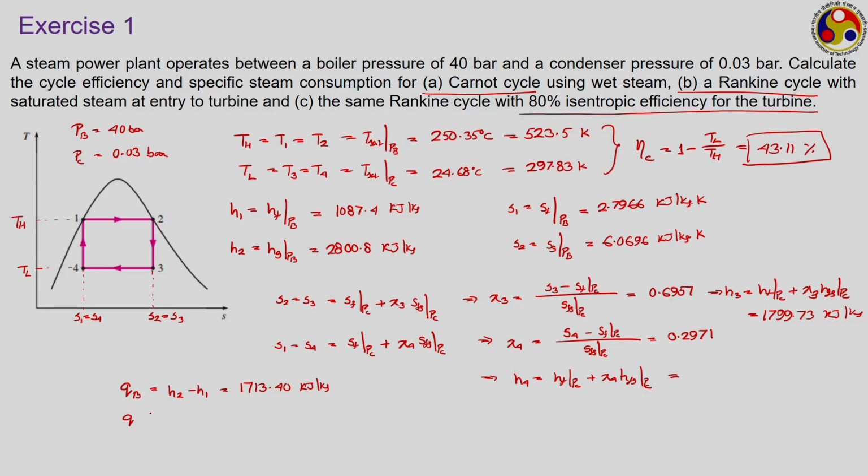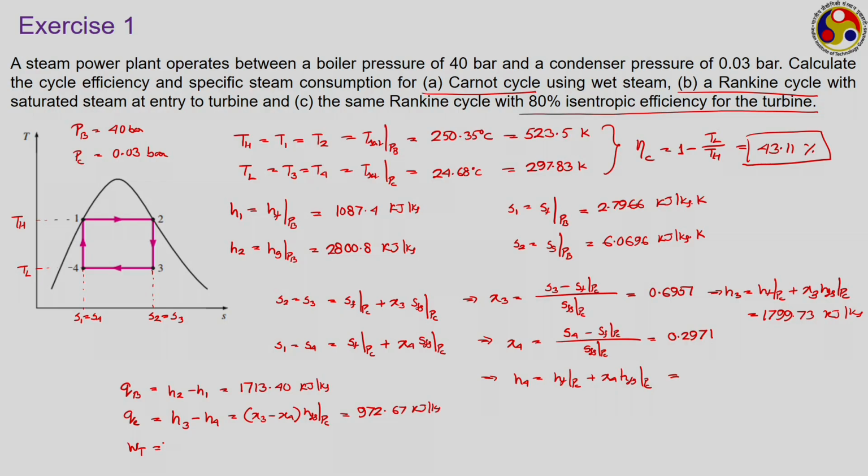Then QC, how can you calculate it? H4 you can easily calculate, but there is another way you can calculate QC also. You know X3 and X4, so what will be your QC? QC will be equal to H3 minus H4, and you have the relations for H3 and H4 which you have just used. So, from there, can't we write this as X3 minus X4 into Hfg corresponding to the condenser pressure? So, QC in this particular case is equal to 972.67 kilojoule per kg.